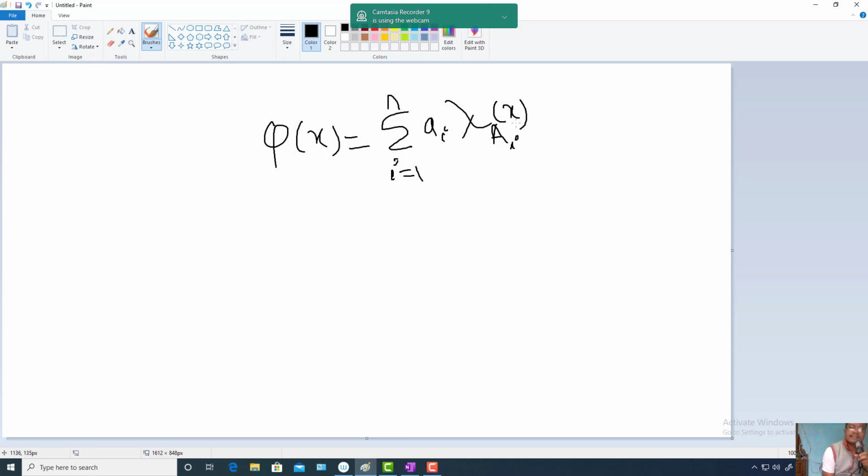So it can be written like this. Okay, a simple function like this. That means one-to-one, where capital Ai is equal to the set of x such that phi of x is equal to ai. This is your Ai, capital Ai.